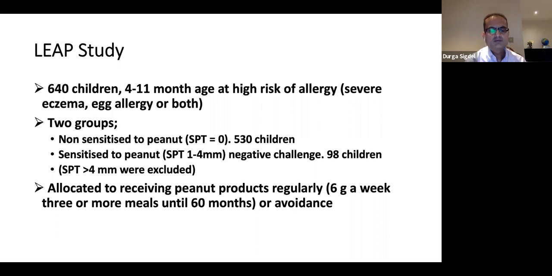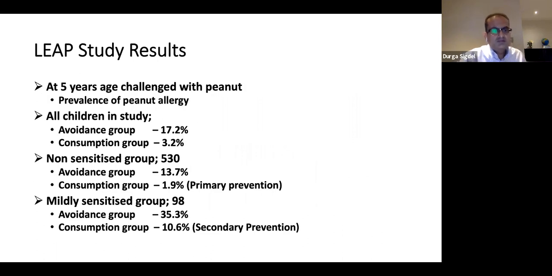And these children were given peanut protein 2 to 3 times a week until they were 5 years of age. So they were randomized into two groups. One group continued to get peanut protein until 5 years, and another group of children did not get peanut protein until they were 5 years of age. So what did it show at 5 years?